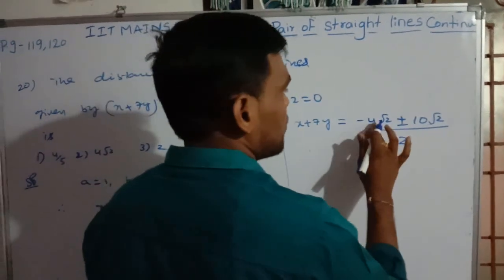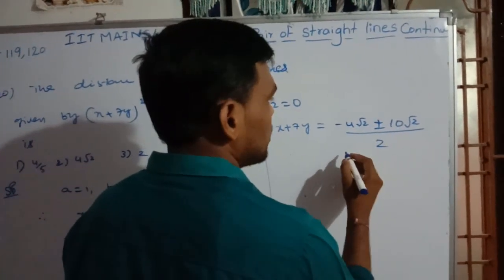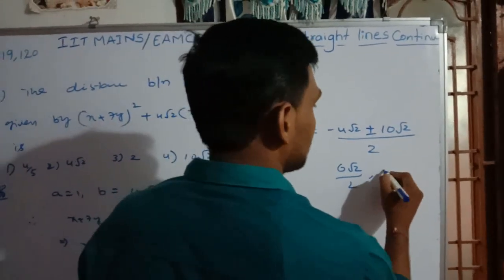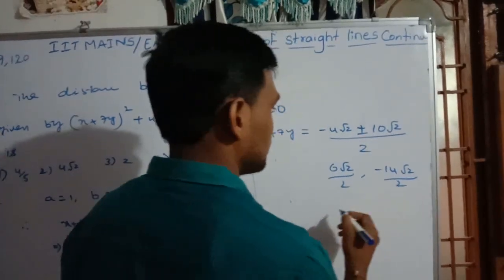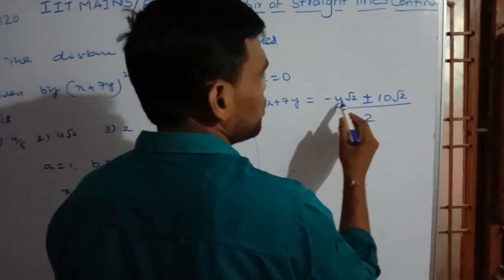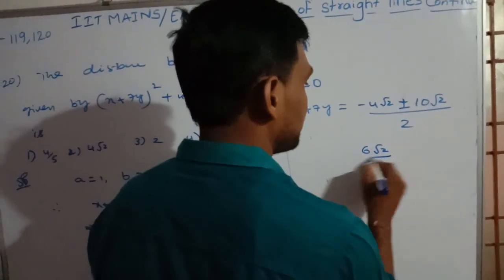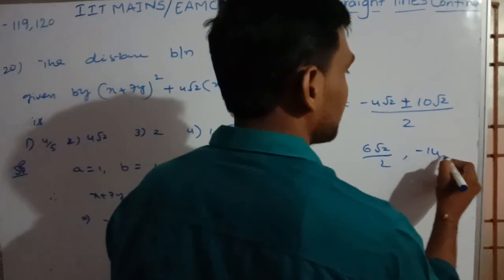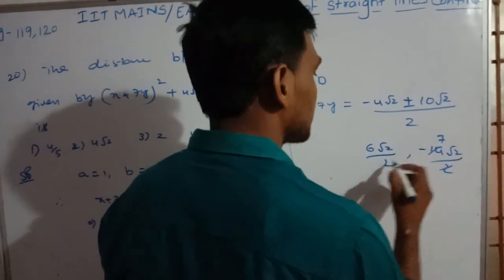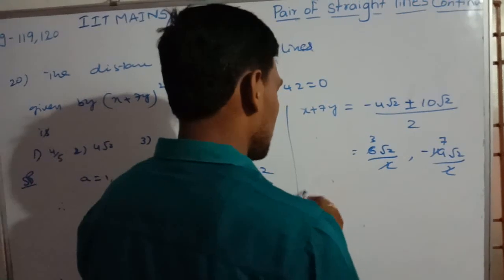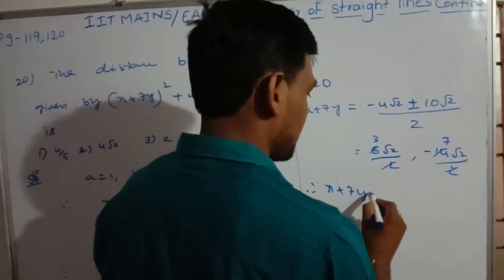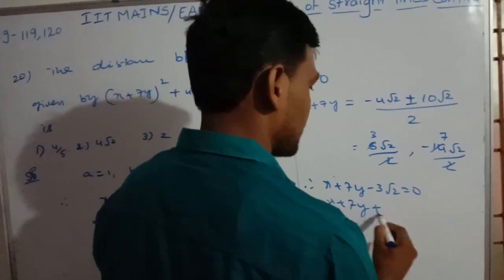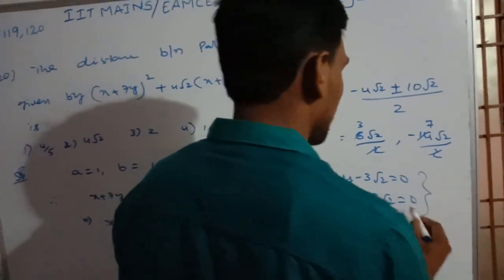Now minus 4 root 2 plus 10 root 2, 6 root 2 by 2, comma minus 4 root 2 minus 10 root 2, minus 14 root 2 by 2, and this 7 times is cancelled, and this 3 times is cancelled, and therefore x plus 7y minus 3 root 2 is equal to 0, and this is x plus 7y plus 7 root 2 is equal to 0. Now we observe the lines.